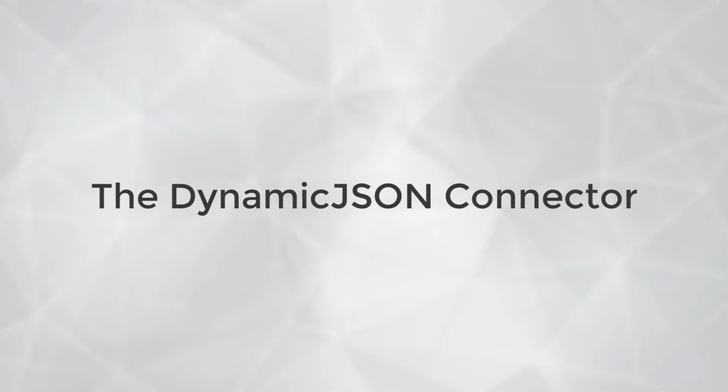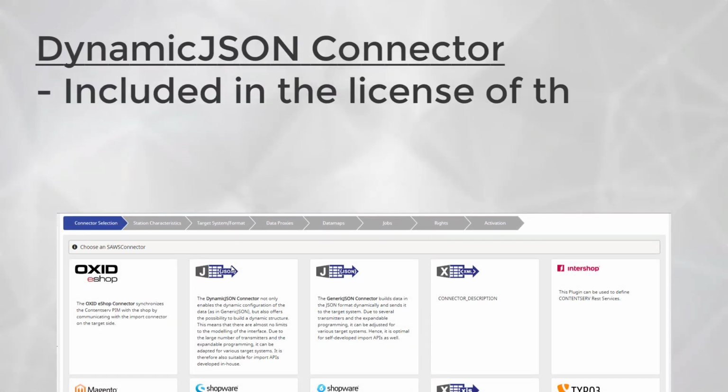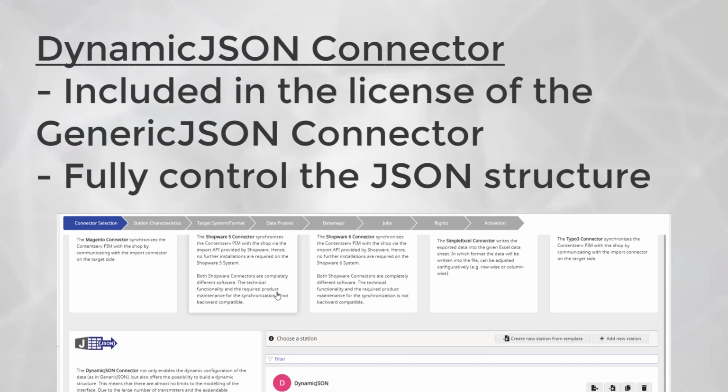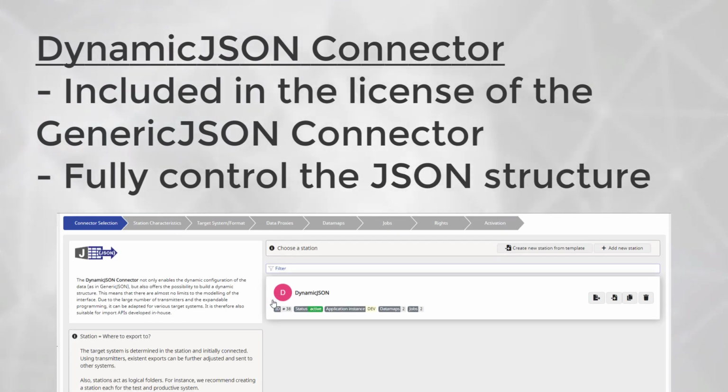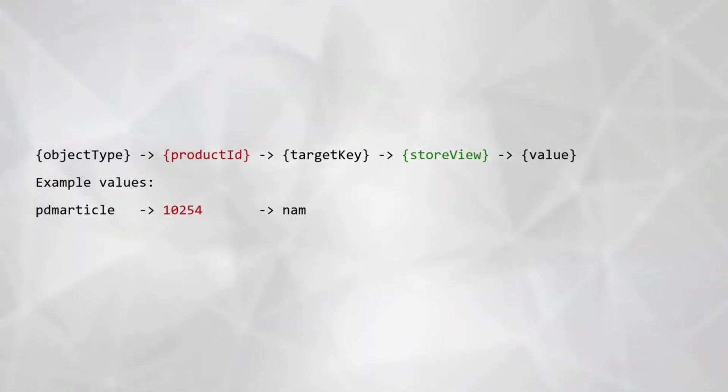The DynamicJSON Connector. It is time to welcome a new member to the SAWS Connector family, the DynamicJSON Connector. This new connector is included in the license of all customers of the generic JSON connector, and it allows you to fully control the JSON structure of your export, similar to the generic XML connector. An example: the generic JSON connector exports products in a structure similar to this.